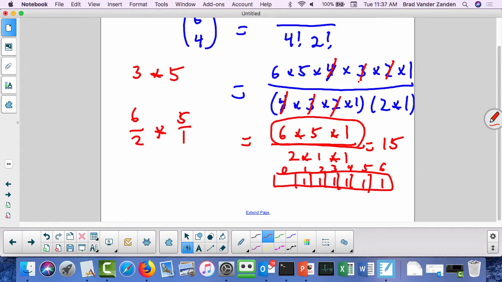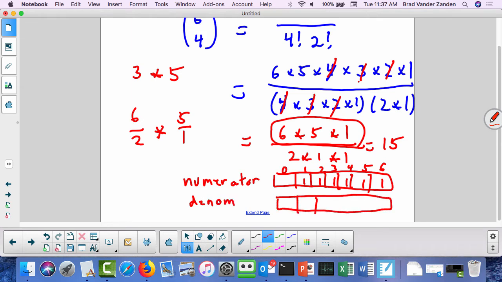And then the denominator, which I'll just abbreviate as denom, didn't go up as high, it only went up to 4. It had 2 1s, it had 2 2s, a 3, and a 4. So he's having you keep track of these products in vectors.